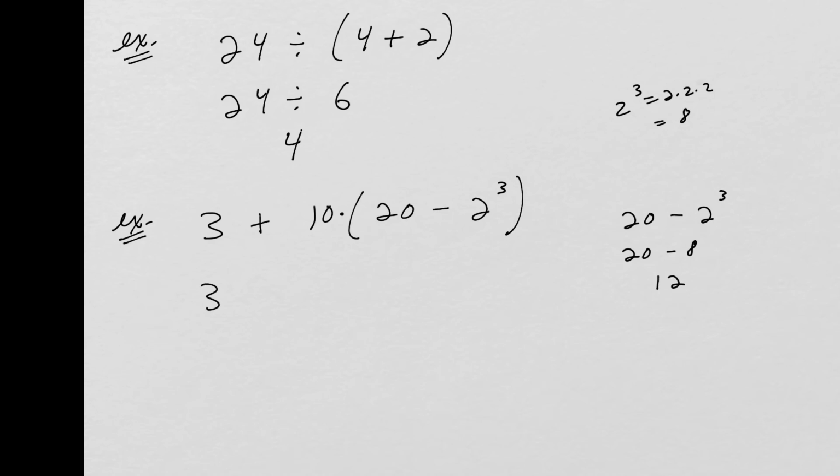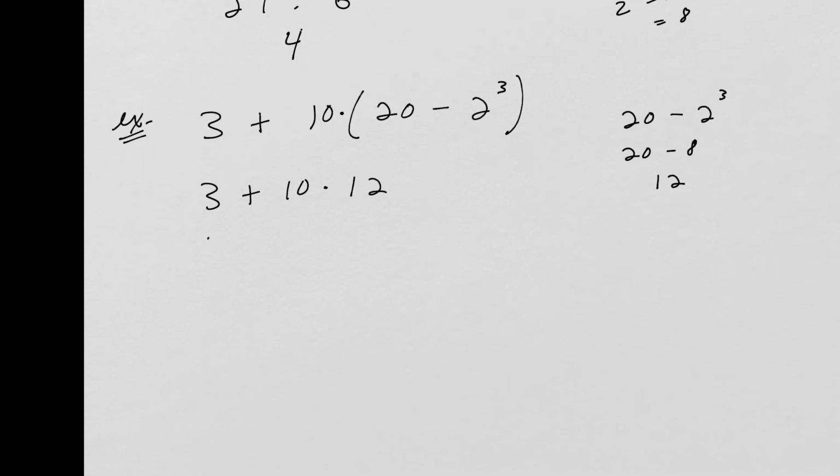So this, let me write everything down again. So I have 3 plus 10 times, now this is just 12. So actually I can remove the parentheses. This is going to be 12. Okay, so now what do I have left? Well, I have addition, I have multiplication. What's done first? Multiplication beats out addition, right? Multiplication has to be done first. So if I multiply 10 times 12, that's 120.